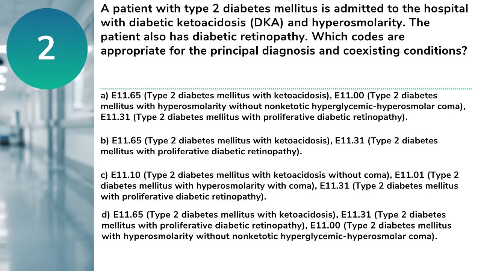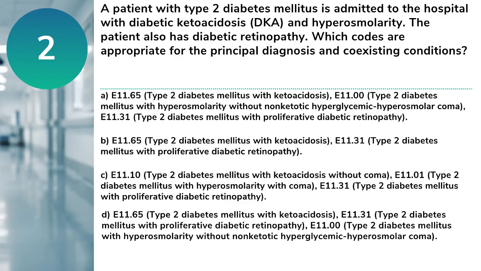Question 2. A patient with type 2 diabetes mellitus is admitted to the hospital with diabetic ketoacidosis, DKA, and hyperosmolarity. The patient also has diabetic retinopathy. Which codes are appropriate for the principal diagnosis and coexisting conditions? A. E11.65, type 2 diabetes mellitus with ketoacidosis, E11.00, type 2 diabetes mellitus with hyperosmolarity without non-ketotic hyperglycemic hyperosmolar coma, E11.31, type 2 diabetes mellitus with proliferative diabetic retinopathy.